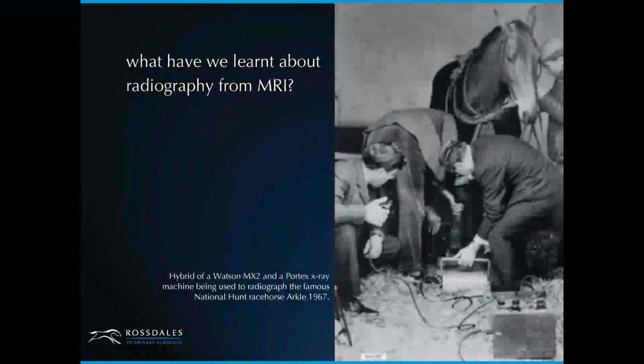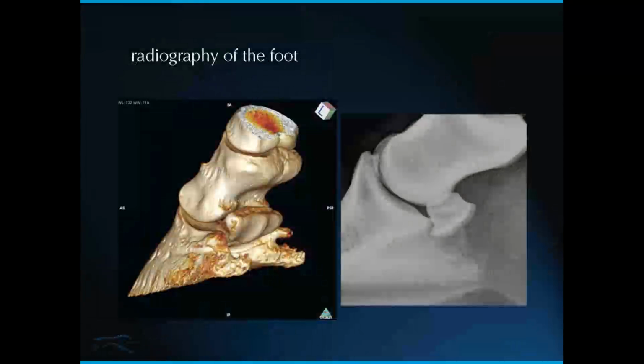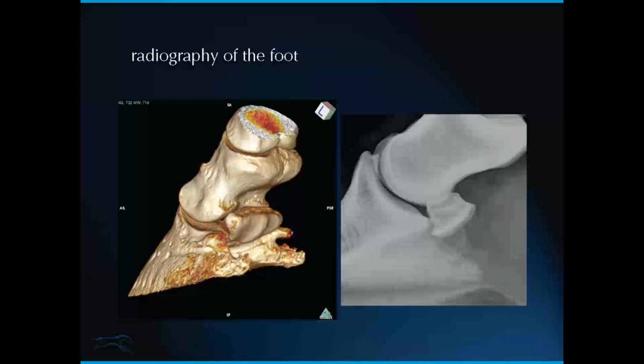So I'll just quickly cover a little bit about what we've learned about radiography and MRI. This is Arkle having an upright navicular view in the 60s. We've come a bit of a way since then. Radiography of the foot, I guess what all 3D imaging teaches us, and this is a CT image clearly, is that what we're looking at is a very complex three-dimensional structure on a two-dimensional image. And what we get from that is overlay of tissues, and that's what's confusing us in many instances.